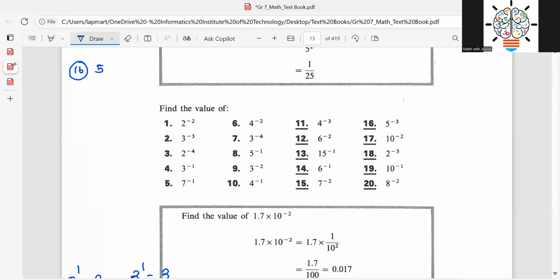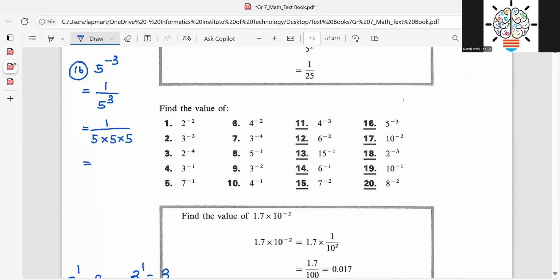If you have something like this, 5 to the power negative 3, the next step is 1 over 5 to the power 3. What do we do, children? We convert the negative index into positive index, that is, you want to get the reciprocal, right? So then if you have 5 to the power 3, you know what to do: 5 times 5 times 5. But if it is 5 to the power negative 3, we don't have any idea what to do. So first, we need to convert the negative index into positive index. So then here we have 1 over 5 times 5 times 5.